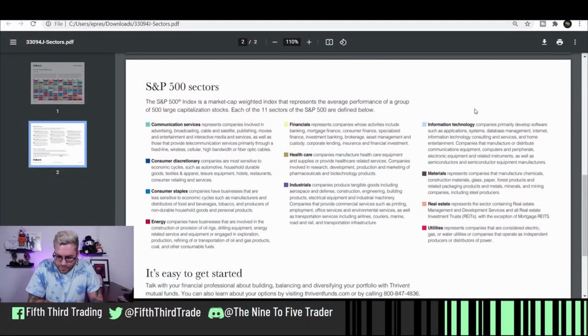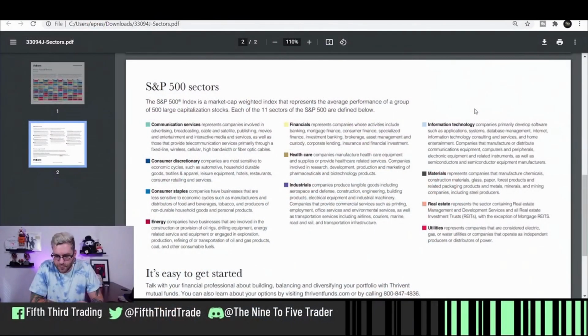Next is materials, XLB. We have our basic materials. This is going to be chemicals, materials, glass, paper, forest products, packaging, metals, materials, and mining companies, including steel. Steel is great. AKS and CLF are fantastic. You have great mining stocks, you have CRK and these kinds of stocks that deal with getting materials and minerals. If gold is soaring, if silver is soaring, the first place to look is always XLB. Usually a pretty calm sector, but again, some really good plays are in there.